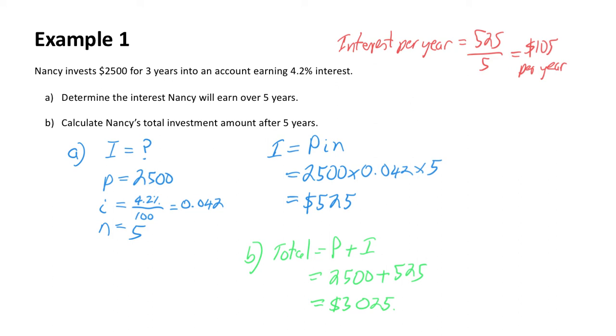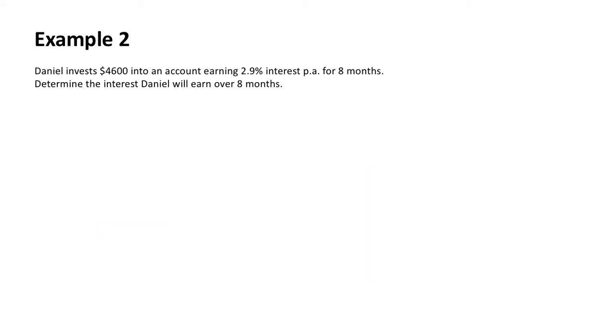So let's have a look at our second example. In the second example, Daniel is investing $4,600 into an interest account earning 2.9% simple interest per annum for 8 months. Determine the amount of interest that Daniel is going to earn over those 8 months.